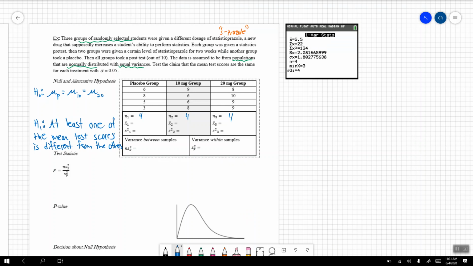Alright, here we are. So, again, this is for the placebo group. So I'm going to write on here placebo. So the mean here is going to be 5.5. Here we are, 5.5. Standard deviation. How do we find the standard deviation? Well, sorry, I have variance.